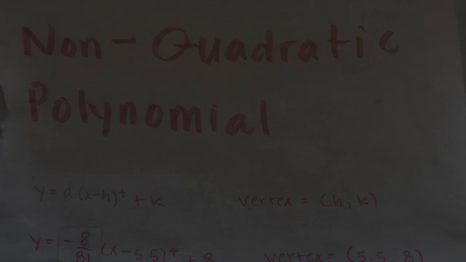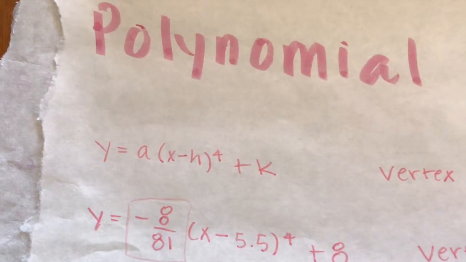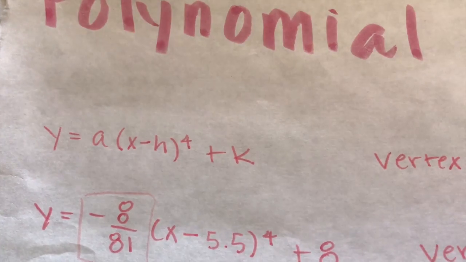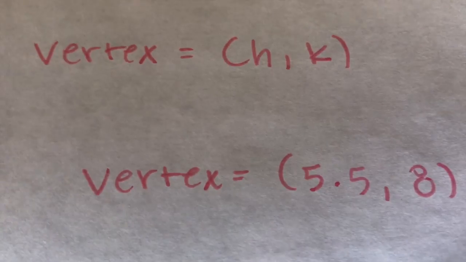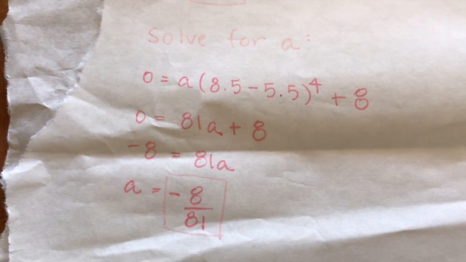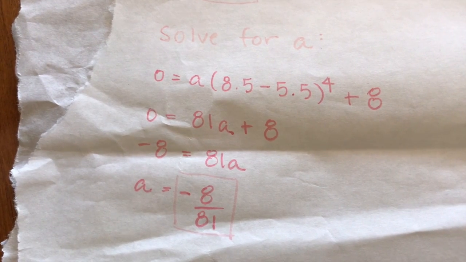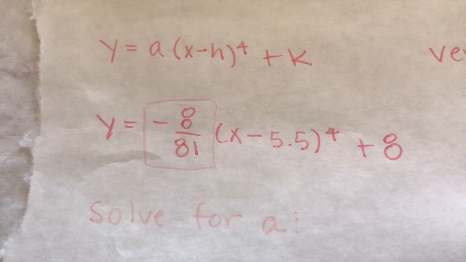We need to use a non-quadratic polynomial. Here's how you do it. For the non-quadratic polynomial, the general form is y equals a times (x minus h) to the 4th plus k. And our vertex is (h, k), which has the points 5.5 and 8. We take the general form and plug in our vertex and our point, which is 0 and 8, and solve for a, and it equals negative 8 over 81.